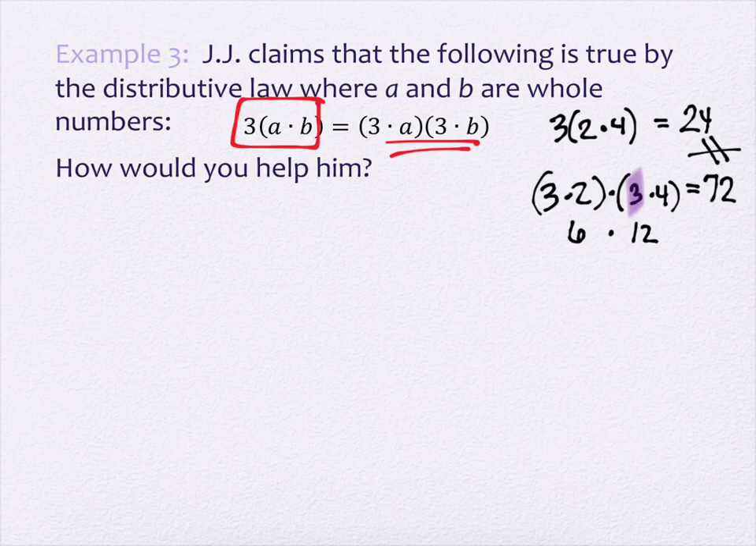So, one way you should be able to help him is at least by giving him an example that shows it doesn't work. And in fact, most numbers are going to fail to work here. There's nothing special about 2 and 4. Sometimes we have to be very strategic in how we choose our values. We don't have to be strategic on this one. So this one fails. So I think one good idea is to show an example.